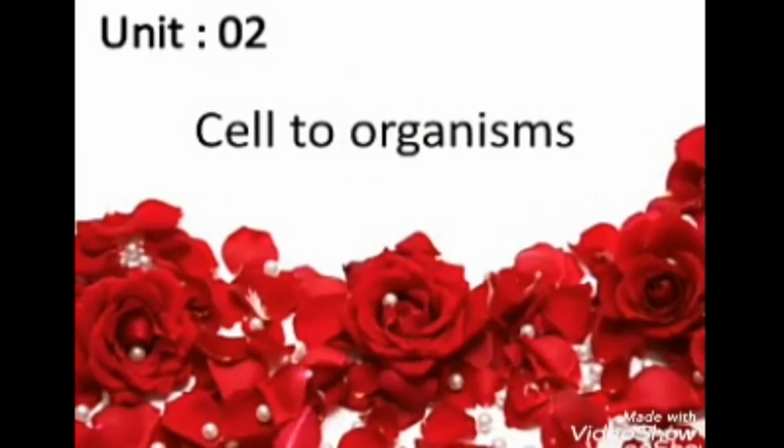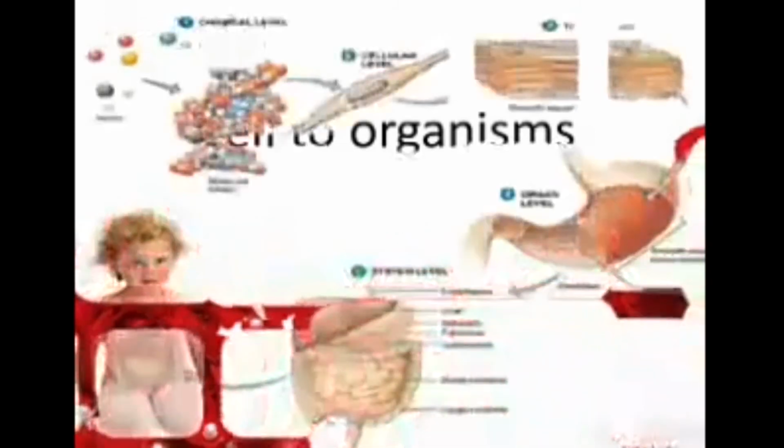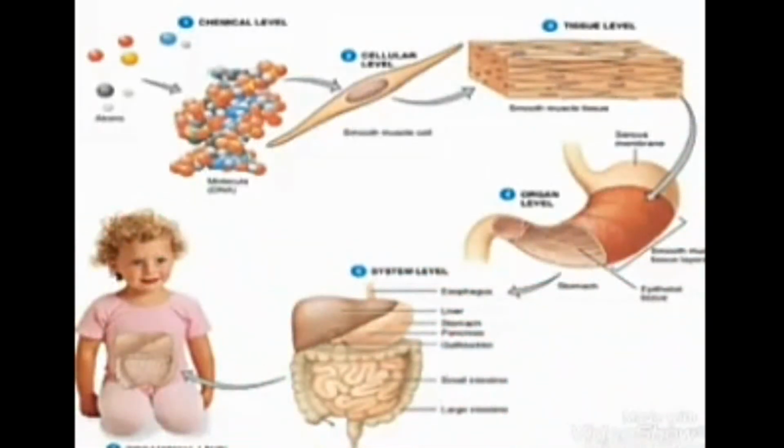Assalamu alaikum dear students. This is unit number 2, Cell to Organisms. In this chapter we will study how organisms are formed from a single basic unit, the cell. This is the diagram representing how a cell joins together to form an organism.